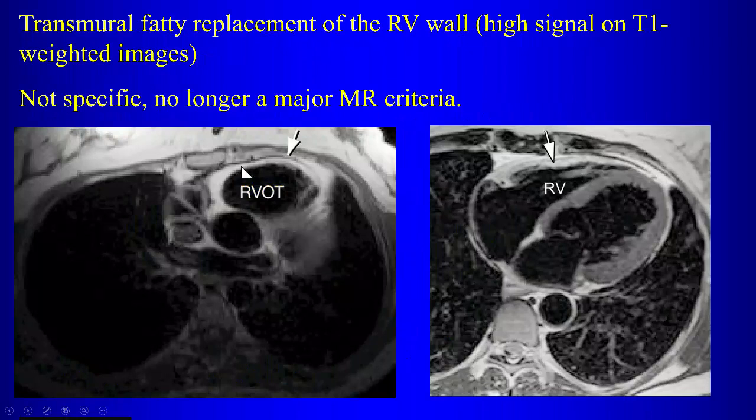There's high signal on T1 weighted images along the free wall of the right ventricle. Right? So this can be seen in cases of ARVD, but this is not a specific finding. This is not considered a major criterion. Okay, so if you're asked an exam question on this, this is not a major criterion, although it can be seen in patients with ARVD. High signal in the free wall of the right ventricle from fatty replacement.